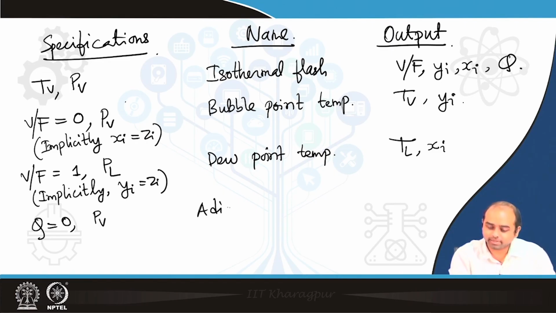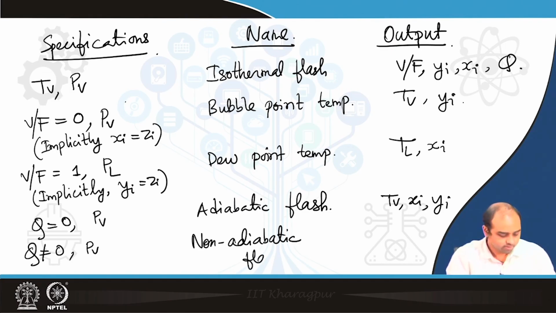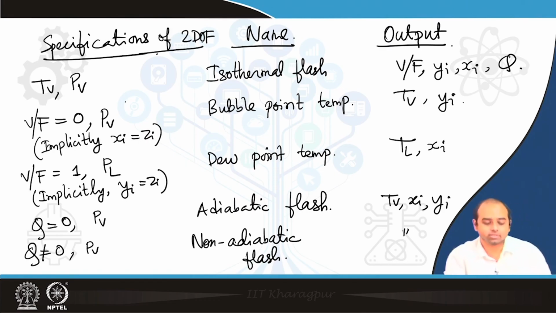This is called adiabatic flash, with no external heat. Typically the outputs are TV, Xi, Yi. Then you can also specify a non-zero Q and PV. In this case Q has to be specified, it is not 0, so it is a non-adiabatic flash. So, these are the possible different scenarios that can occur depending on the specification of the two variables, the 2 degrees of freedom, in this flash process.